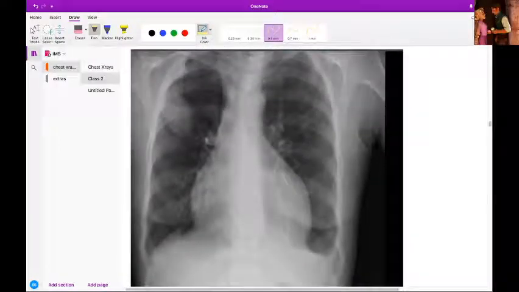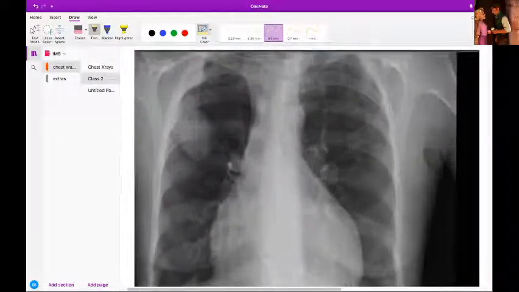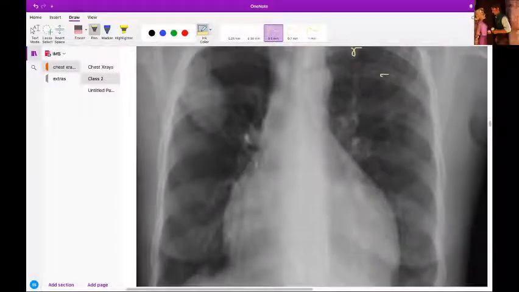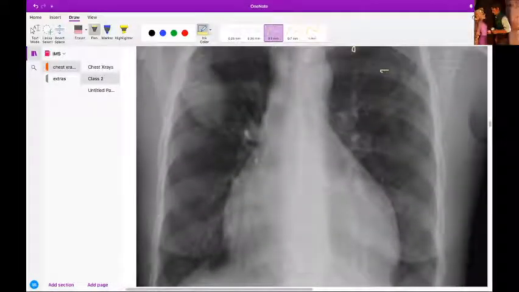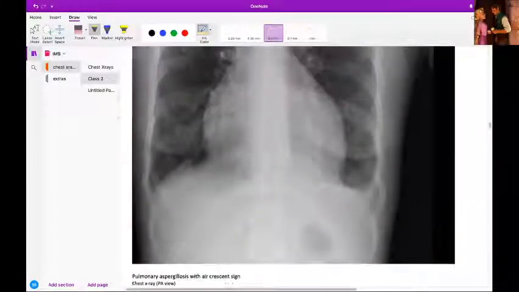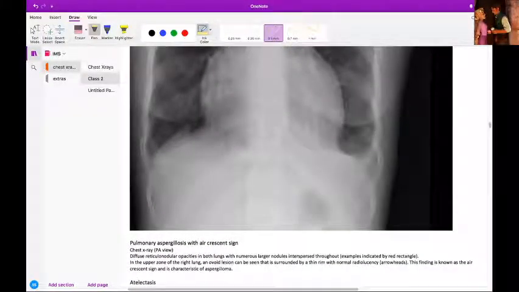And then apparently there are also diffuse reticulonodular opacities. I could not see them, but apparently these are opacities. Well, it is a crescent. Look, I'll draw it for you. That is a crescent, like a crescent moon. You guys just see all the wrong things.